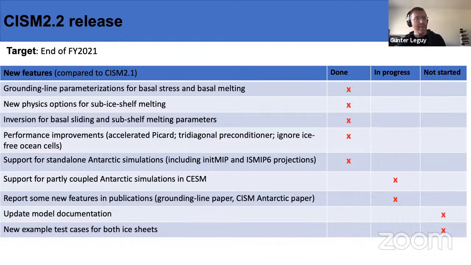that Bill put in place, which is a very nice feature in that you can run CESM for one time step. It can be very short, and then CESM takes care of analyzing where ocean cells are located, and then it would give you a new grid where it will spare the processes from actually computing any dynamics on those ocean cells. So it led to a speed up of 20 to 30%. We have worked on support for standalone Antarctic simulation, including ISMIP6 projections.